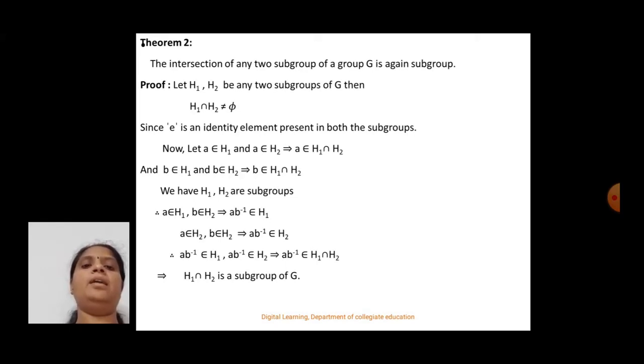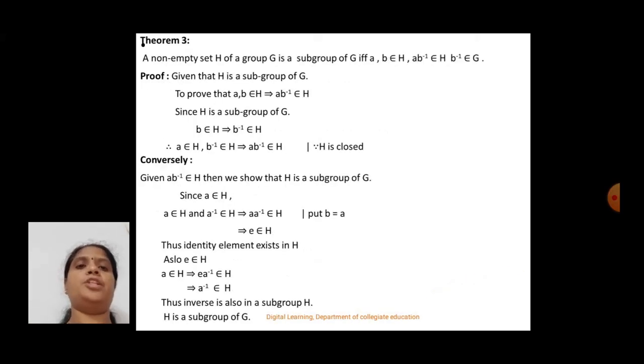Then again, a belongs to H2 and b belongs to H2. Similarly, a b inverse belongs to H2. Therefore, a b inverse belongs to H1 and a b inverse belongs to H2 also. Therefore, a b inverse belongs to H1 intersection H2. Therefore, it is proved that H1 intersection H2 is a subgroup of G.